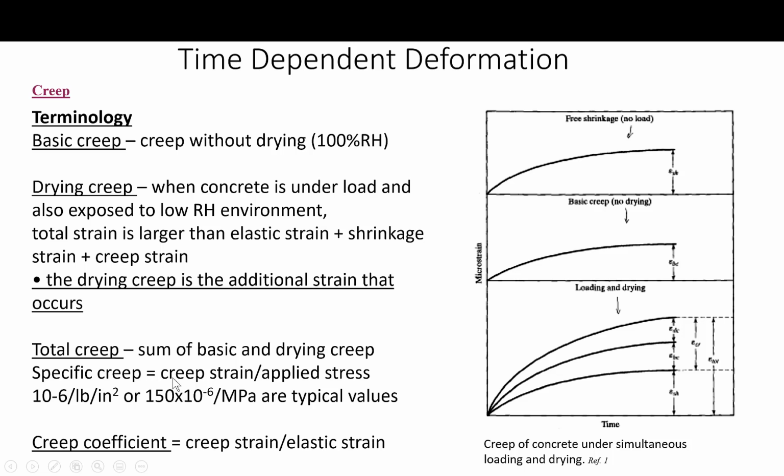The specific creep is basically the creep strain divided by the applied stress. It's in the range of about 150 times 10 to the power minus 6 per MPa, or 10 to the minus 6 per psi. These are the typical values. Okay. We also have the creep coefficient, which is basically the creep strain divided by the elastic strain. Okay, they are explained in this graph right here.